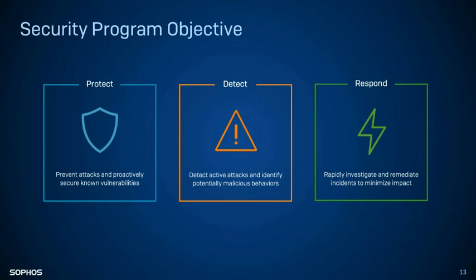Next is detection. Can we detect an active attack or an attempted attack that we've identified based on potentially malicious behaviors? Can we see new activity in an environment, and can we identify that and confirm that, yes, this is a valid threat that requires further investigation and response? And then last is response. Can we rapidly investigate and respond to these actions to minimize their impact?